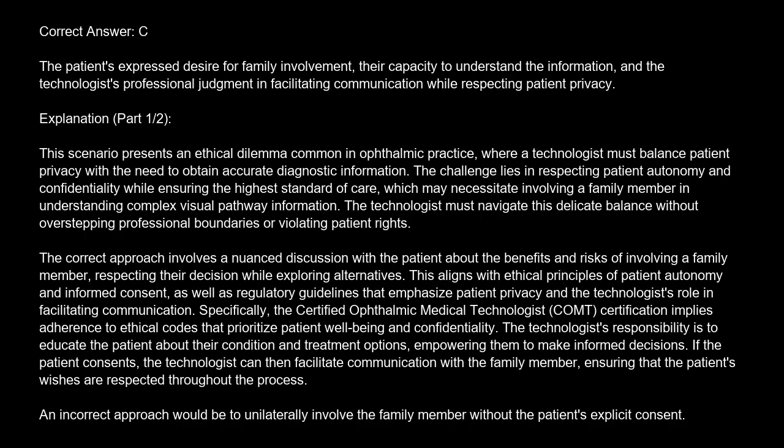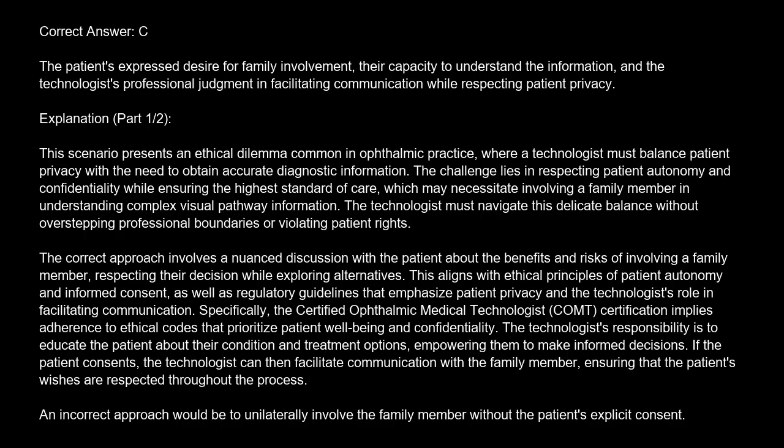Explanation. This scenario presents an ethical dilemma common in ophthalmic practice, where a technologist must balance patient privacy with the need to obtain accurate diagnostic information. The challenge lies in respecting patient autonomy and confidentiality, while ensuring the highest standard of care, which may necessitate involving a family member in understanding complex visual pathway information. The technologist must navigate this delicate balance without overstepping professional boundaries or violating patient rights.